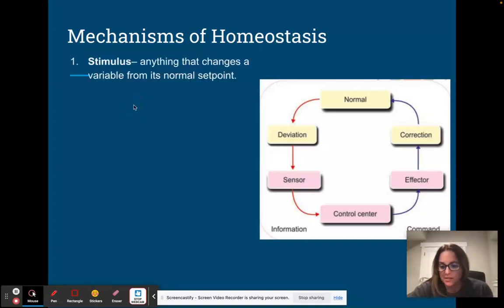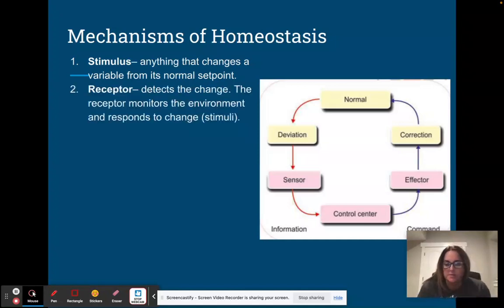So step one is that, first of all, we have a stimulus that changes this situation from normal. So here we have normal, and then there's some sort of deviation. So that's going to be a stimulus. This could be light hitting the photoreceptors in our eyes. It could be ethylene gas being picked up by a plant cell. It can be a change in temperature. Whatever it is, there's been a change from what our body, or what the system, considers as being normal.